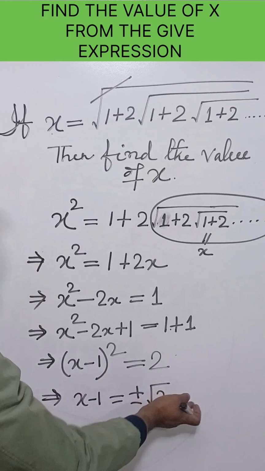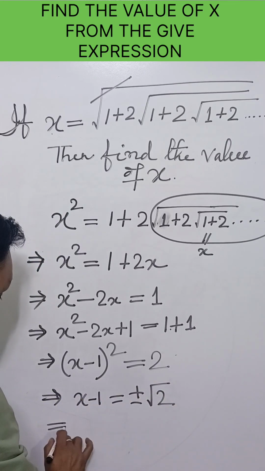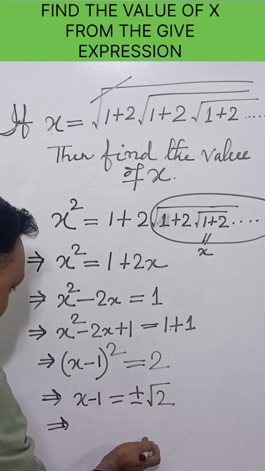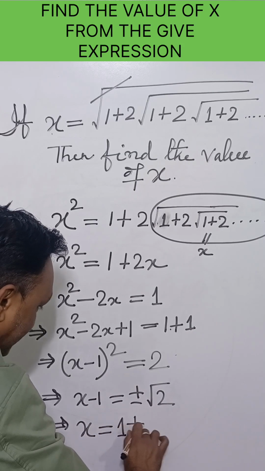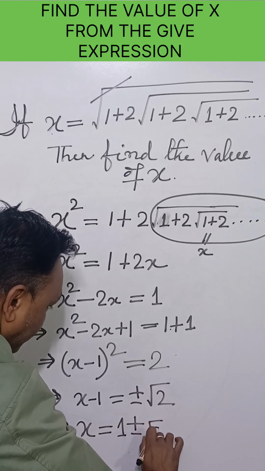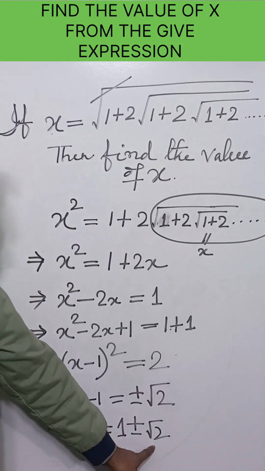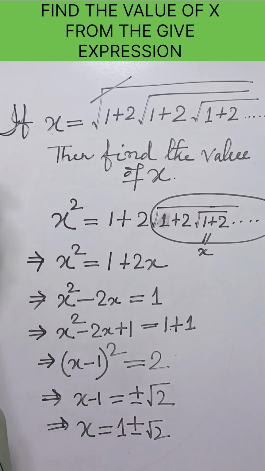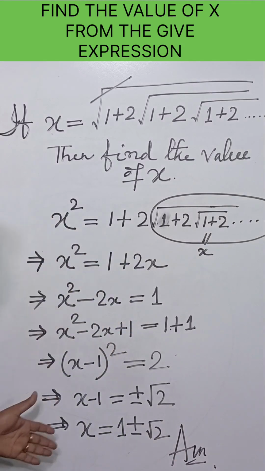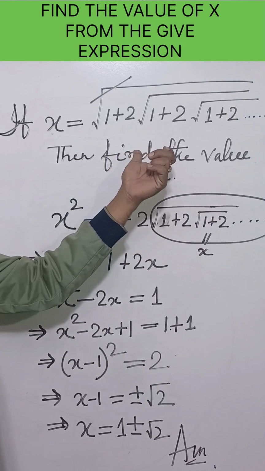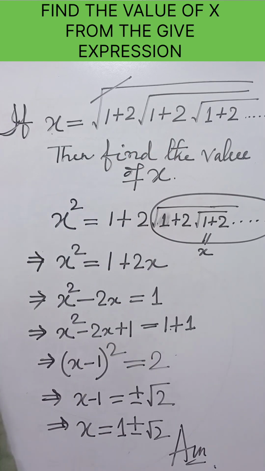Now take 1 to this side. It is minus here, if we change the side it will be plus, so x equals 1 plus or minus root 2. If we put the value of the square root of 2, then you will get the appropriate answer. It's very simple. The question is very complicated, but the answer is very simple.